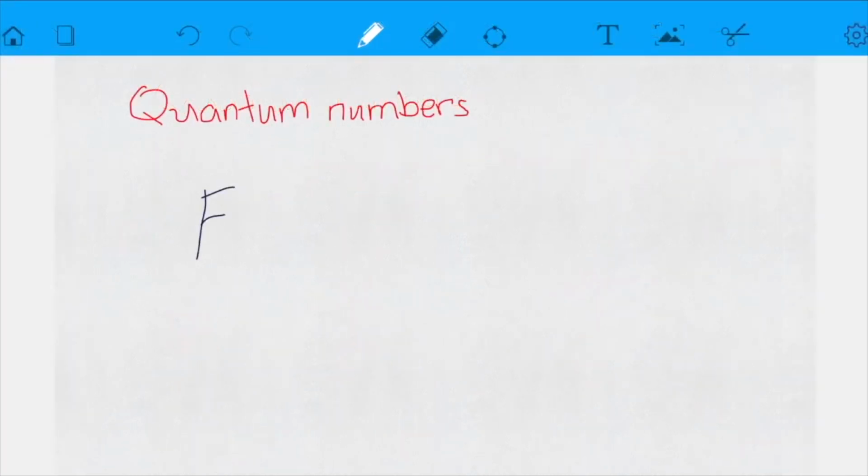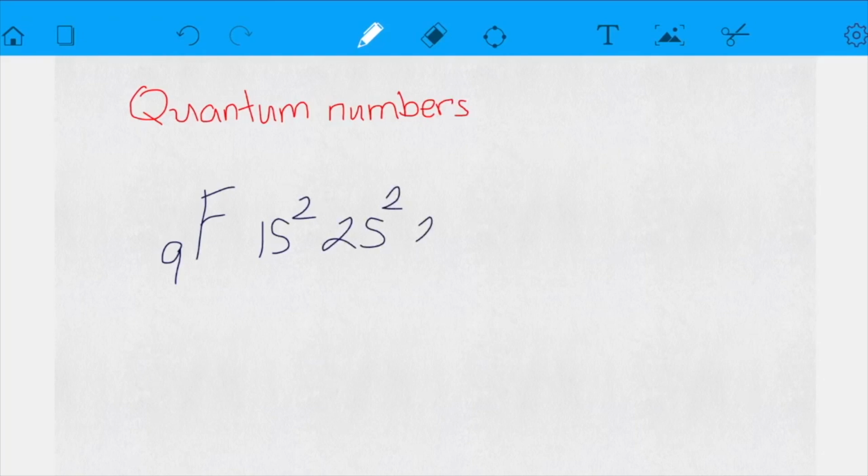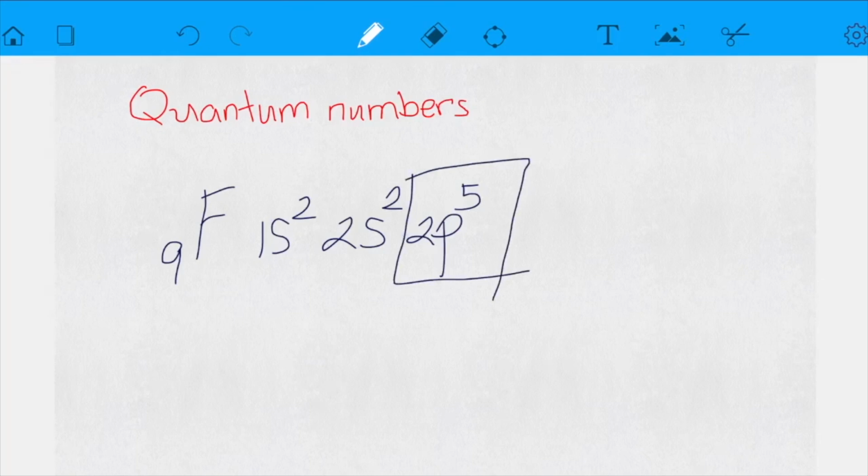Okay, so let us have again another example, this time fluorine. So, F9, we write electronic configuration, 1s2, 2s2, and 2p5. So, the 2p5 will serve as our last entering electron. We write the 4 symbols of quantum number, N, then L, M sub L, and then M sub S.